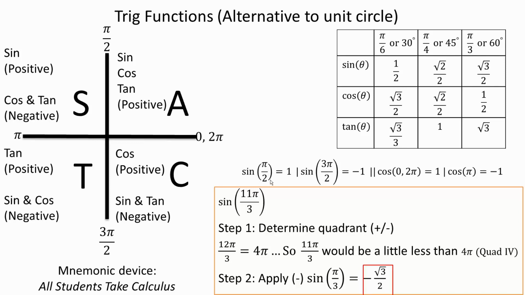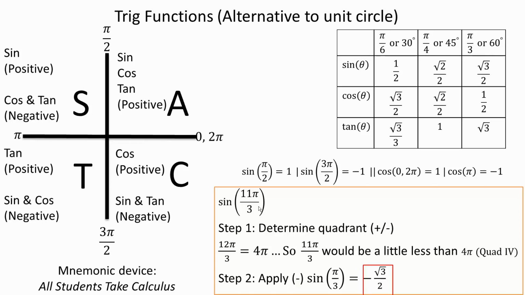Other useful values include sine pi over 2, which is like sine 90. Sine 90 is 1. Likewise, sine 3 pi over 2 is -1 because it's going to be right here. Then you have cosine 0 and 2 pi, which would be here, and that's going to be +1. Likewise, cosine pi would be -1.